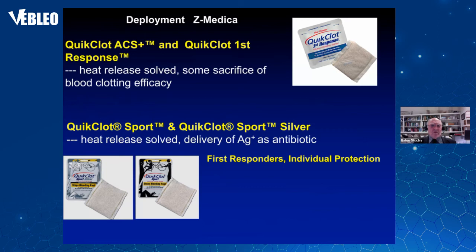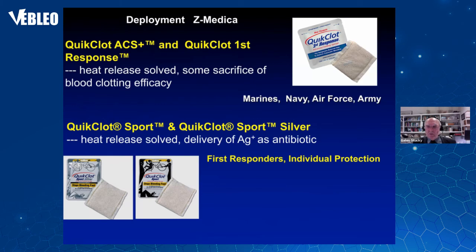It was packaged as two materials, QuikClot ACS Plus and QuikClot First Response. Heat release is solved with some sacrifice of blood clotting efficiency. And then, taking advantage of the silver as an antibiotic, there was also, for example, the QuikClot Sport Silver, which is sent out as well.